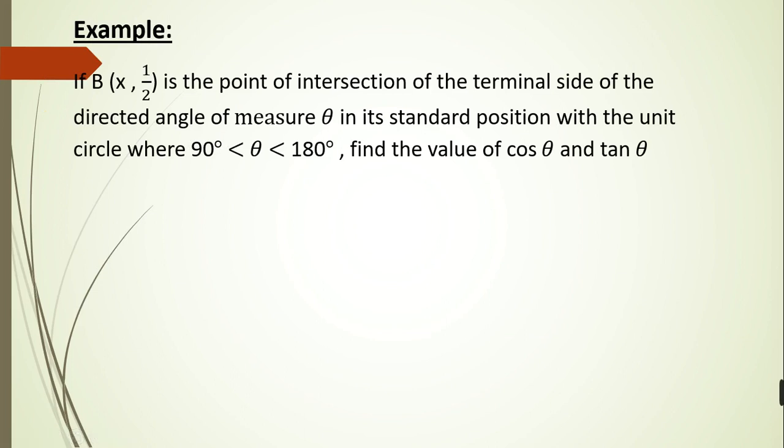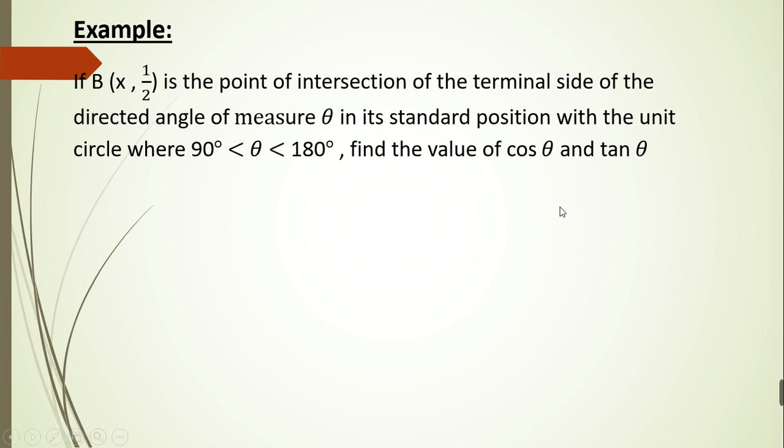Another example. If the point B (x, half) is the point of intersection of the terminal side of the directed angle of measure theta in its standard position with the unit circle, where theta is greater than 90 and less than 180, that means we are in the second quad, where sine is positive and the others are negative. Find the value of cosine theta and tan theta.